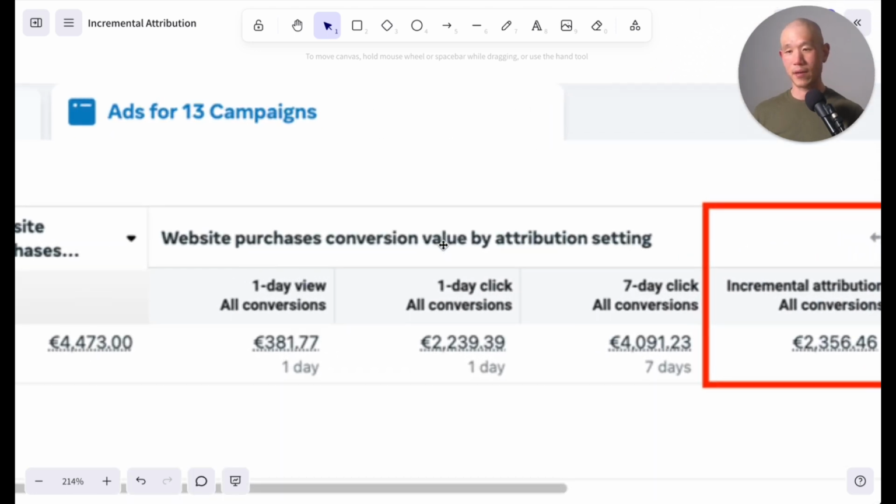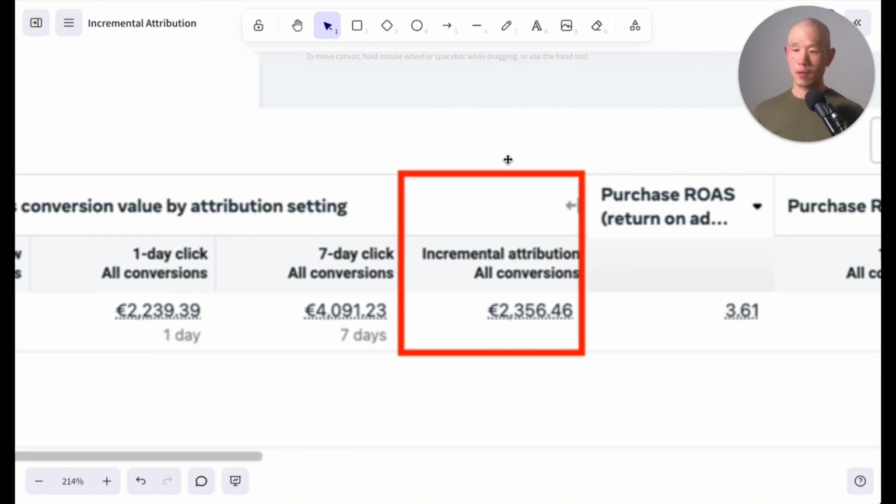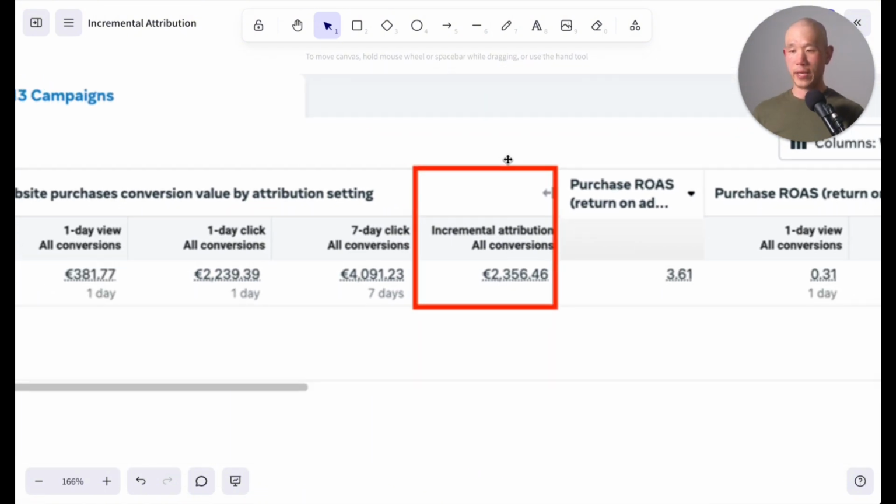What Meta is trying to do here with its model is it looks at people who saw the ad and compares them to similar people who didn't, based on internal lift tests, I'm assuming.